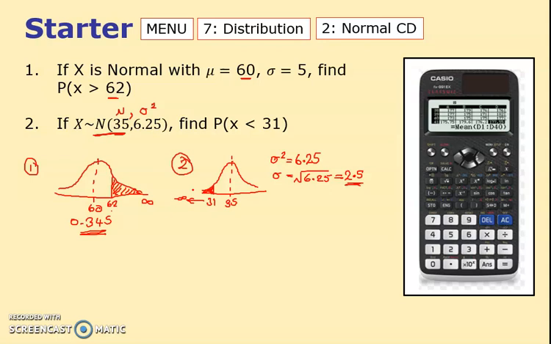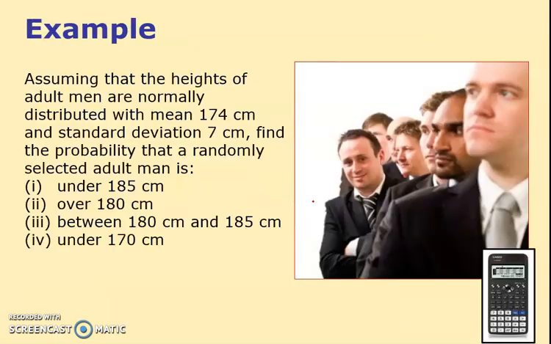Sigma I worked out to be 2.5, not 6.25, 2.5 because I had to square root it. My mean, my mu is 35. So I've typed those in, I pressed equals, and it gives me the probability. It says 0.0548. There you go. Nice and straightforward. And good, both answers are identical to what I actually got.